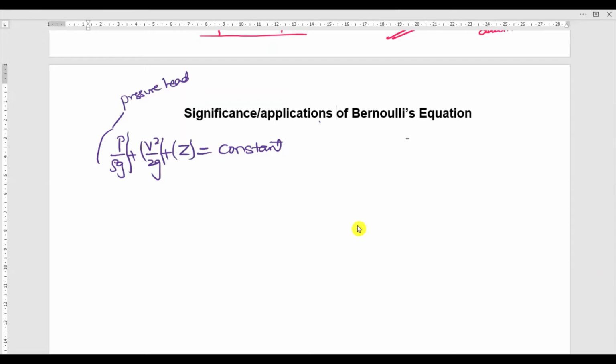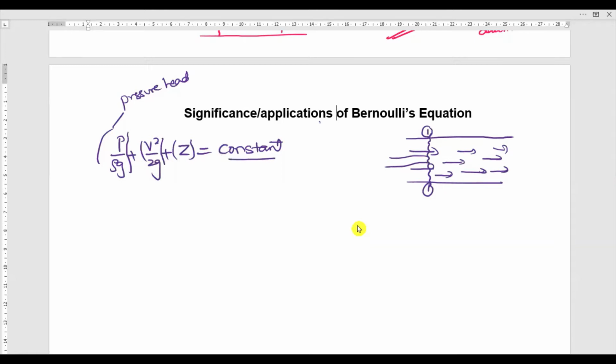a pipeline. For example, this is the pipe in which some fluid is flowing through, some liquid like water, oil, any liquid. So if you want to calculate the pressure or the total energy at this particular point, you apply this Bernoulli's equation. So the sum of pressure energy at this point, velocity head, and potential energy is equal to some constant value.